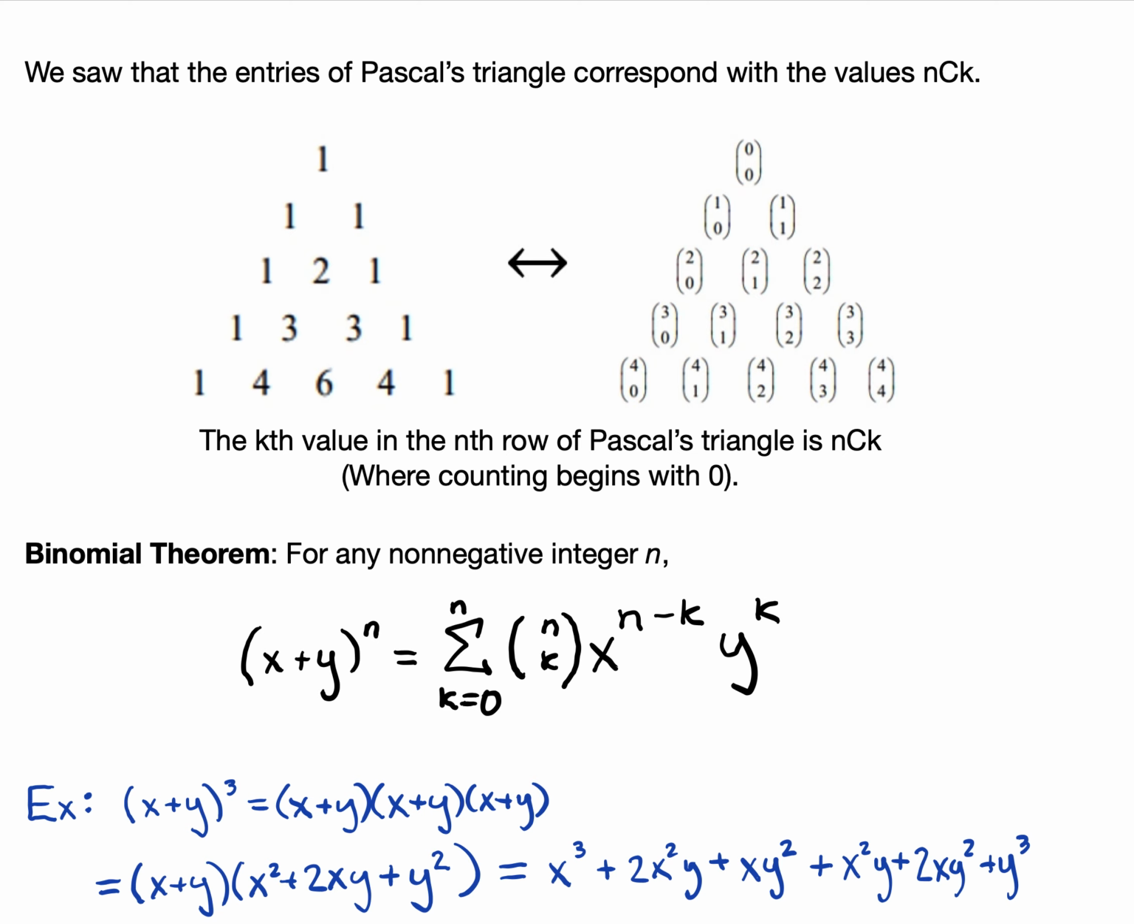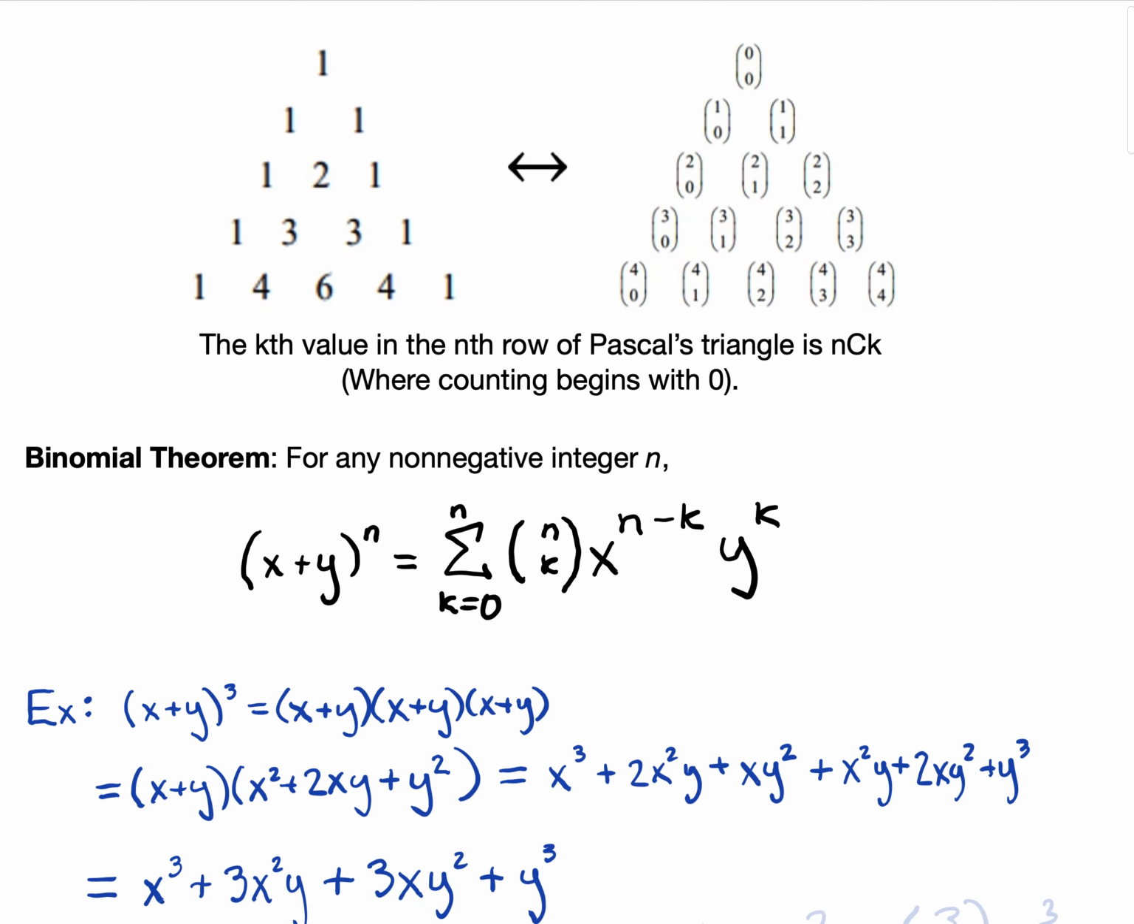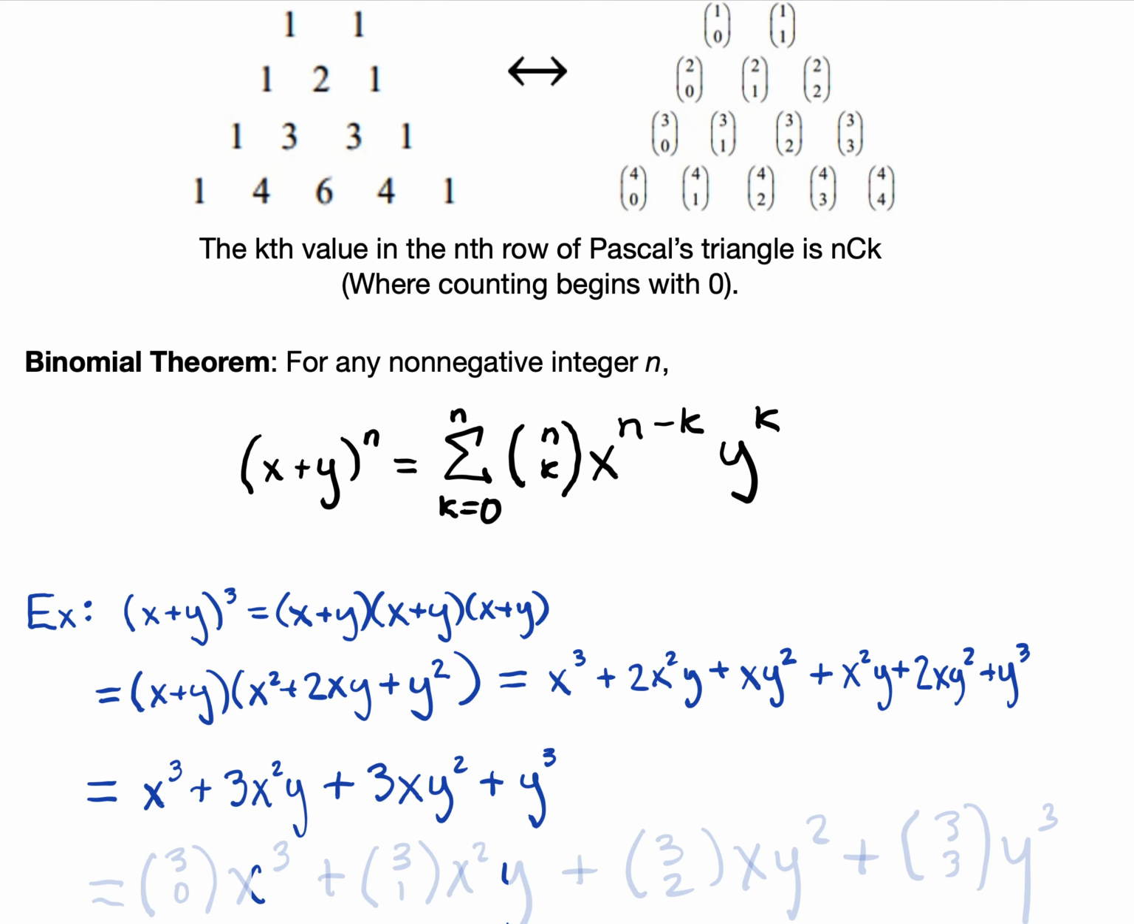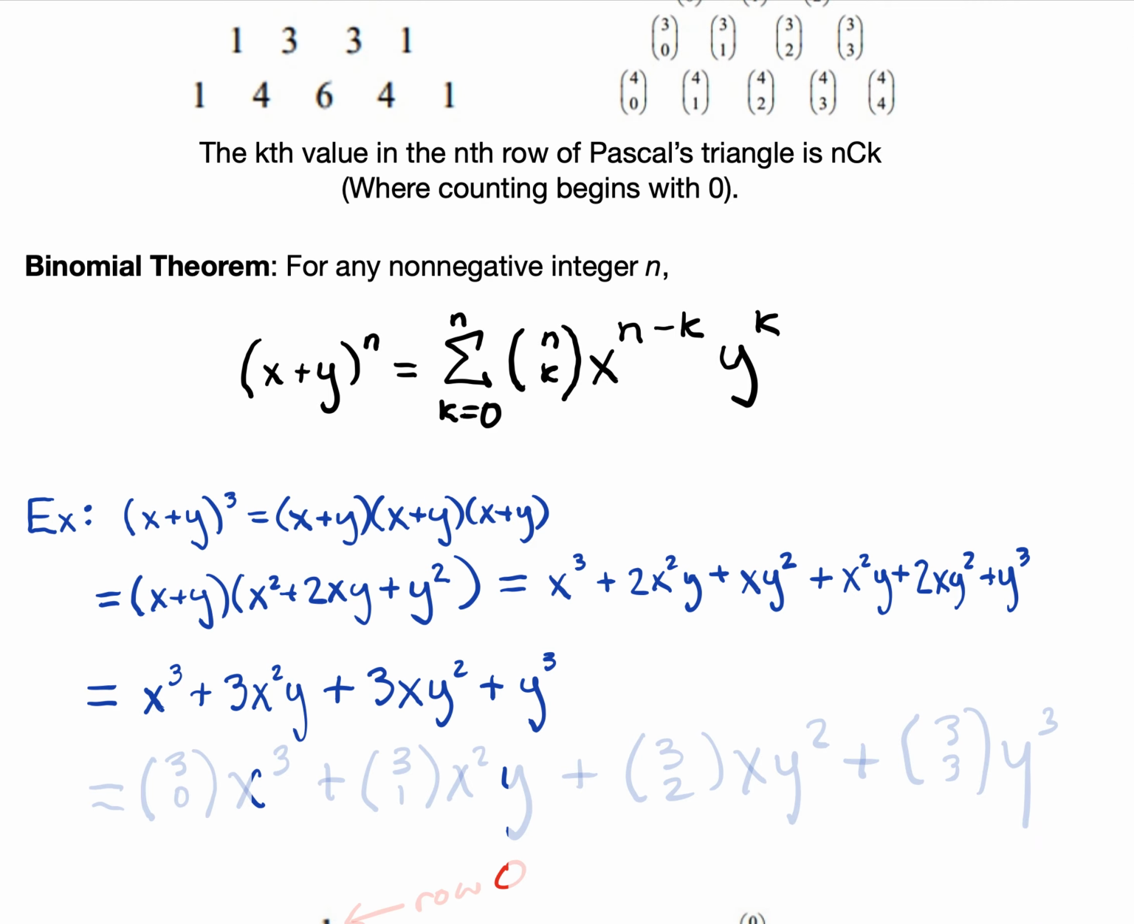The binomial theorem states that for any non-negative integer n, the expansion of (x + y)^n is equal to the sum from k equals 0 up to n of n choose k times x to the n minus k times y to the kth power. So let's see an example of this for the value n equals 3.